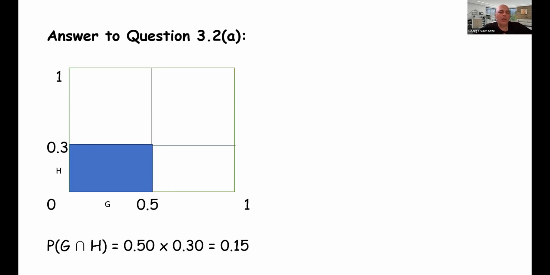Four possible outcomes in this experiment. So if I choose a student, that student either takes math class or does not take math class. At the same time, that student might take a science class or might not take science class. So overall, we have four different rectangles.